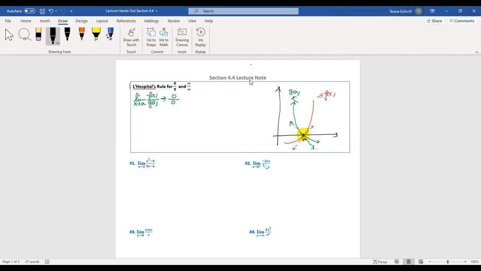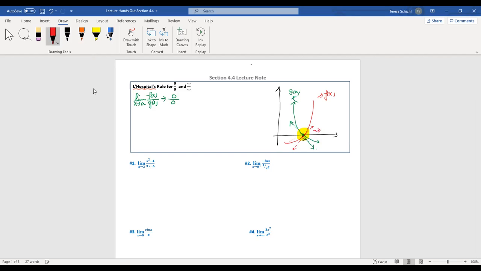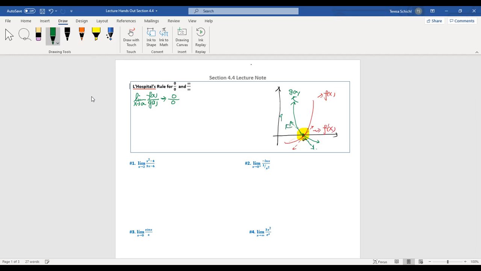So we know the ratio of the f of x value and the g of x value should be very close to the ratio of the slopes of the tangent lines here. So we know the slope: this one is f prime x, correct? And this is g prime x here.